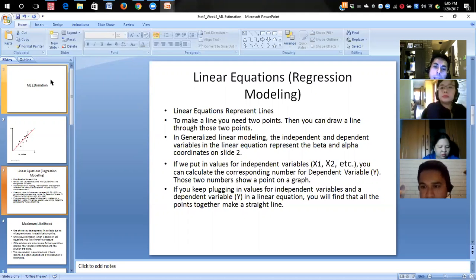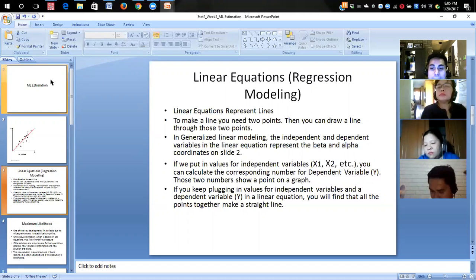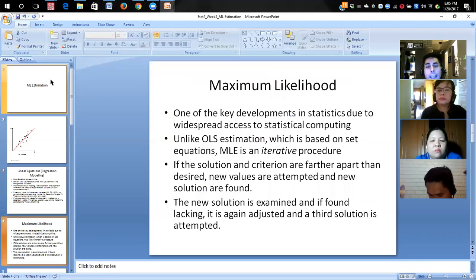If you keep plugging in values for independent variables, which means that we are now moving forward to multivariate or multiple linear regression, and a dependent variable in a linear equation, you will find that all the points together will make a straight line. So that is the perfect modeling for generalized linear regression.